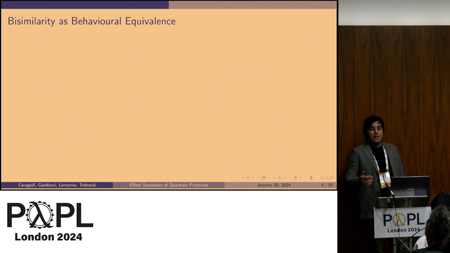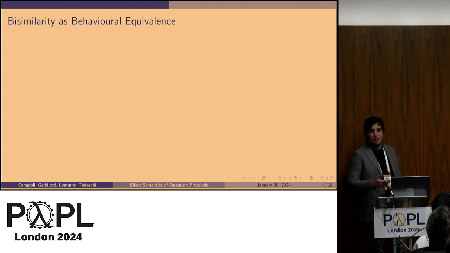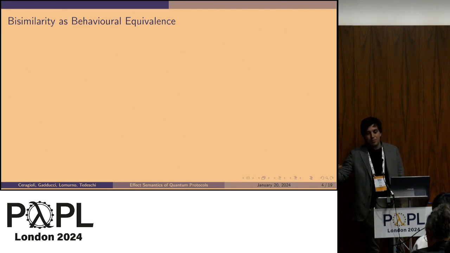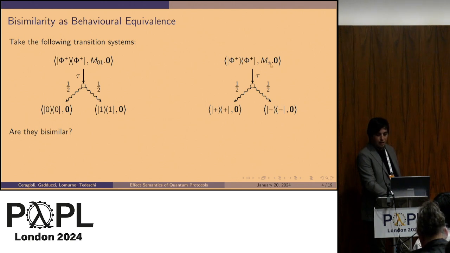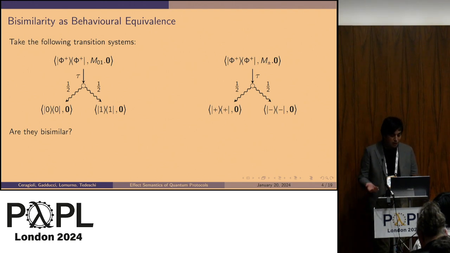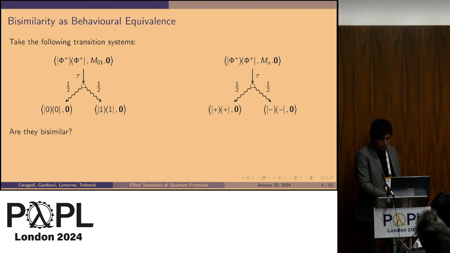When working with PLTS, the notion of semantic equivalence of choice to compare their behavior is bisimilarity. Simply put, two LTS are bisimilar if each one can emulate the behavior of the other. To make an example, similar to the one before, phi plus gets measured destructively in the 0-1 basis, or gets measured in the Hadamard plus-minus basis. Should these two probabilistic transition systems be bisimilar? For most proposals in the literature, they are not.